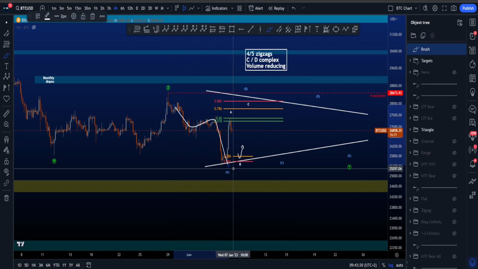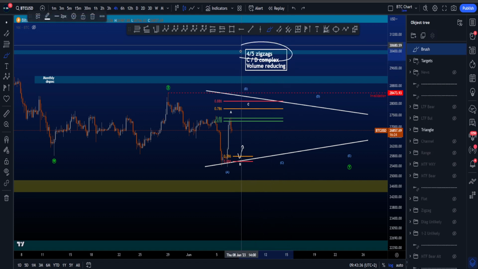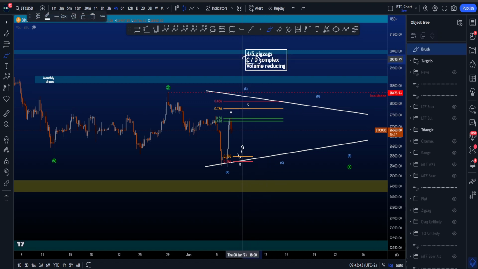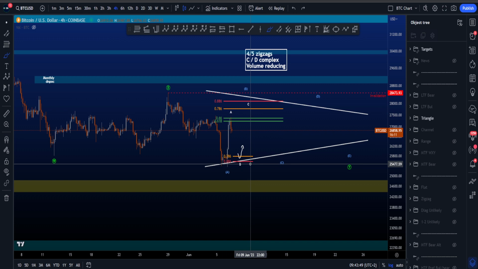which is a 5-3-5 scenario. So an ABC, then C and D tend to be more complex. So if 4 out of the 5 waves are zigzags, of course one out of 5 is then different, and that usually is wave C or wave D. So this wave B, you expect this wave B to be a 5-3-5 structure, like a zigzag, in this particular triangle scenario.